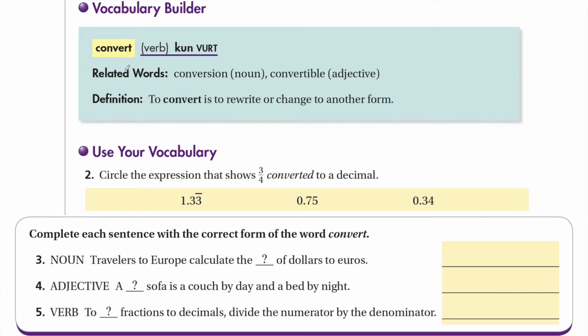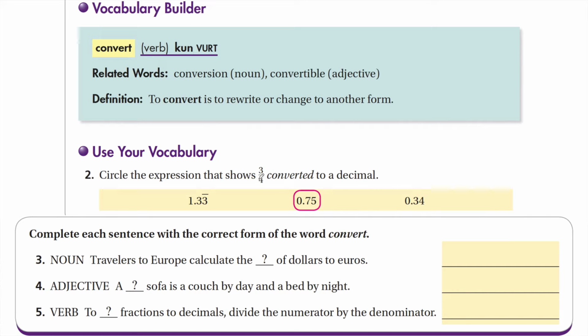And the vocab word for today will be convert. Related words will be things like conversion and convertible. Definition: to convert is to rewrite or change to another form. So we must circle the expression that shows 3/4 converted to a decimal. Well, the one that is 3/4 in decimal form is going to be 0.75.